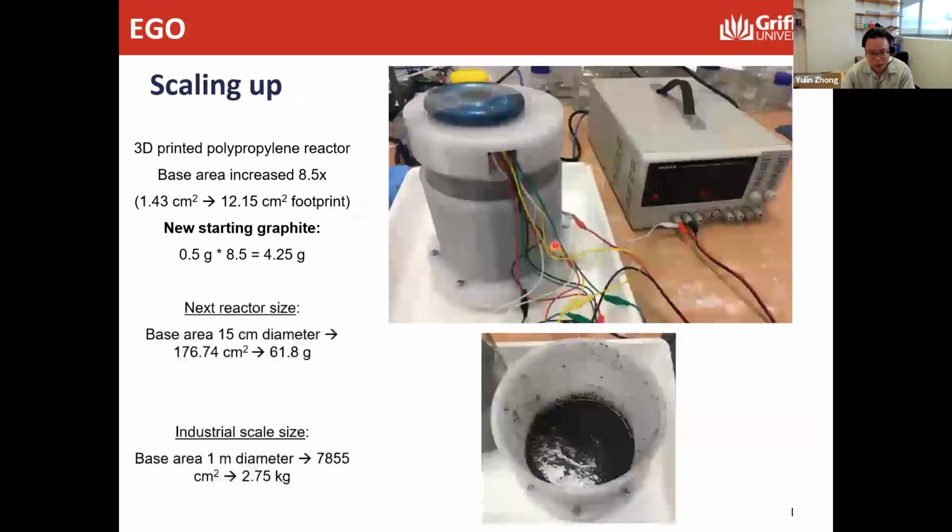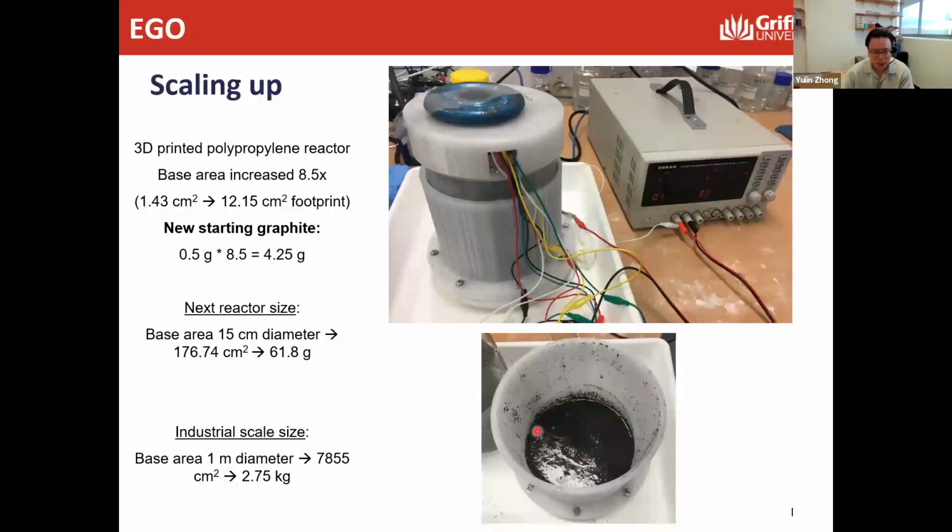So we showed that we can scale up the reactor by just using the 3D printer that we have, and we are only limited by the size of the 3D printer. The biggest reactor that we produced has a base area of 15 centimeter diameter. So we have successfully produced up to 60 to 100 grams of graphite oxide each time using this reactor size.